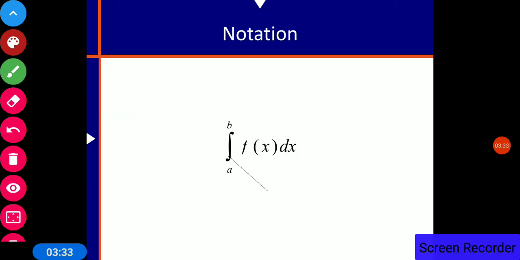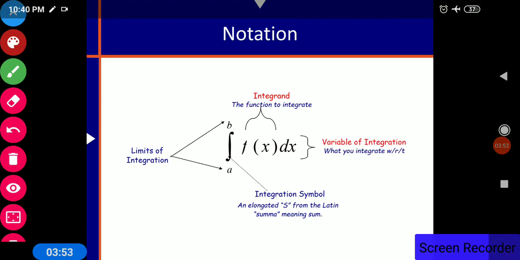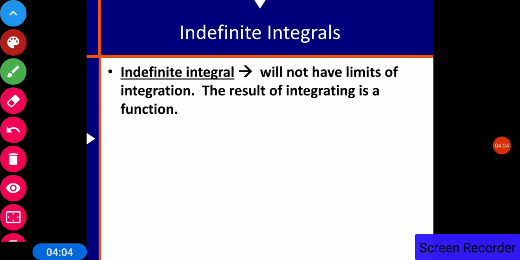Notation. Integration symbol, an elongated S from the Latin meaning sum. Limits of integration. Integrand, the function to integrate. Variable of integration means what you integrate with respect to. So f(x) is integrated with respect to x. a and b, they are the limits of the integration.